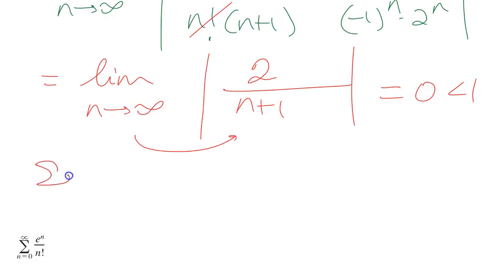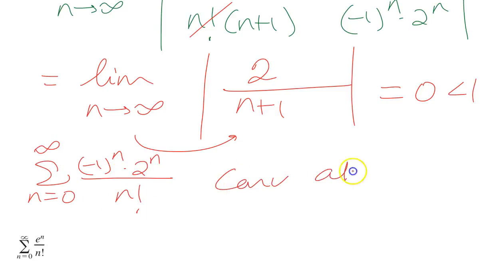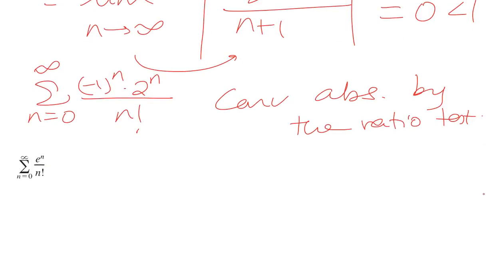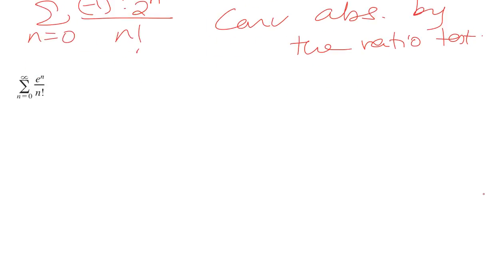So we are going to say sigma n equals 0 to infinity, I am rewriting the original series. This one converges absolutely by the ratio test. Got it? All right. Determine the convergence or divergence of this series, guys. Okay? Let's do the ratio test.